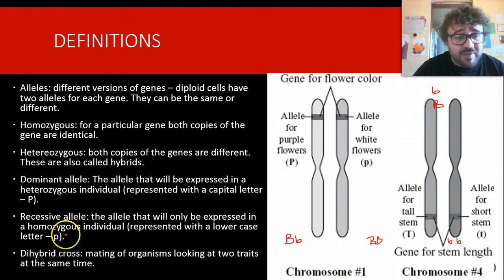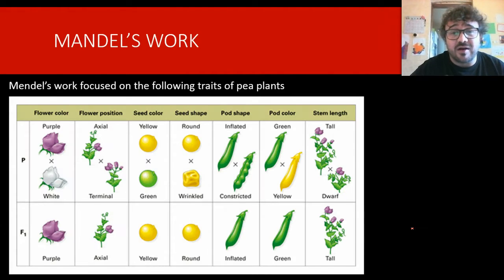All right. Now, here is the example with the peas that we're using. So we've got purple flowers, white flowers, and this is a separate chromosome. So you see tall stem or short stem. That one's the dominant one. In a dihybrid cross, you would look at both of those at the same time.